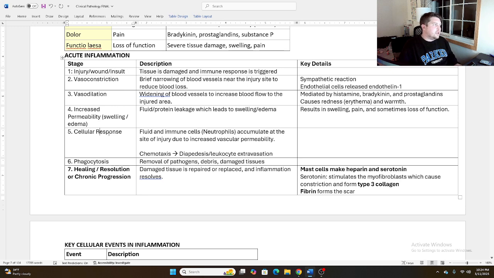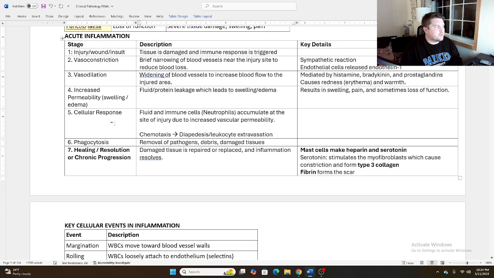Next comes the cellular response. The very first immune cell response in pretty much everything is going to be neutrophils. So for any question you get about acute inflammation immediately after the event, we always say neutrophils go up because they're going to be accumulating at the site of the injury.